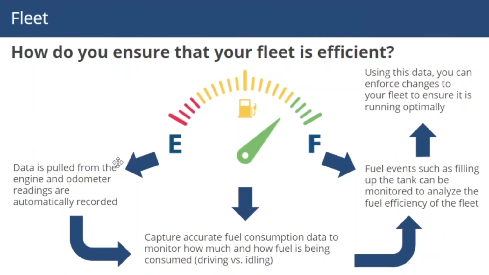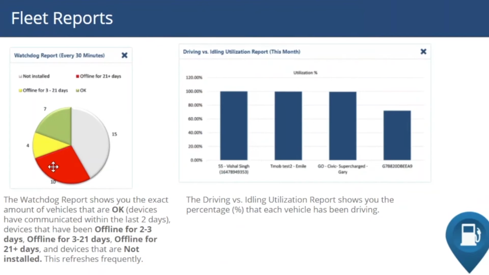To ensure that your fleet is efficient, ensuring that your devices are communicating properly is very important. Geotab pulls engine data, odometer readings, fuel consumption data, and fill-ups data that is automatically recorded. So as you can see here, the watchdog report shows you the exact number of devices that are communicating offline for a certain amount of days or are simply not installed.